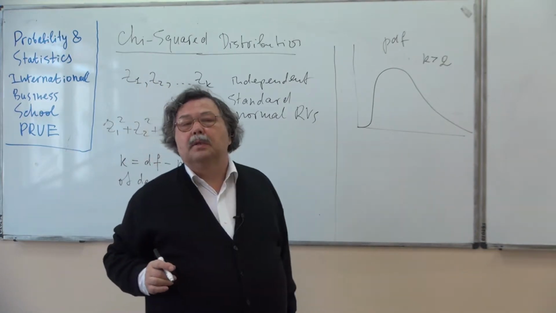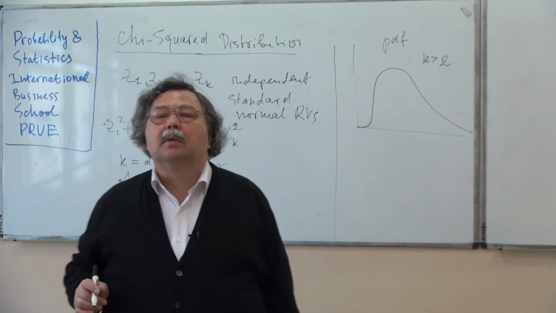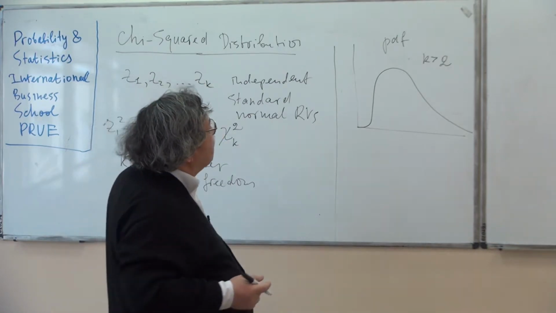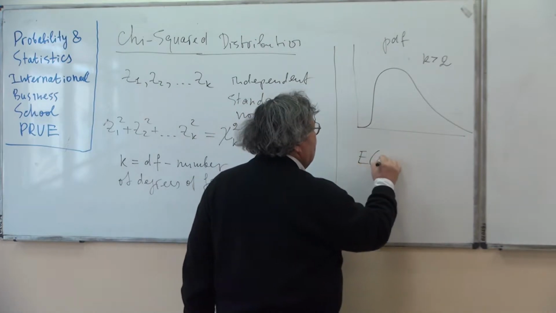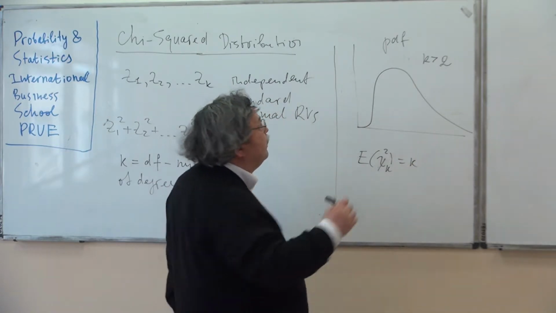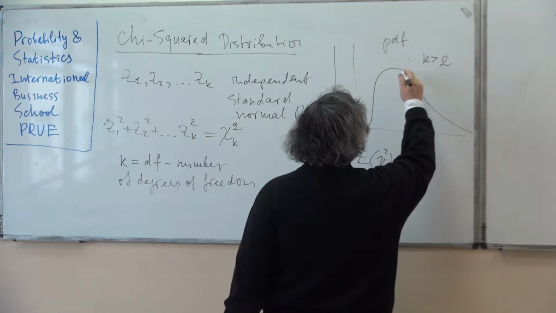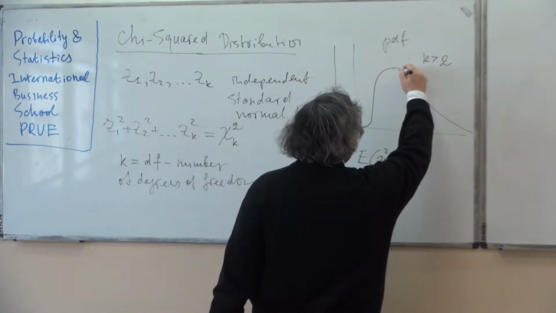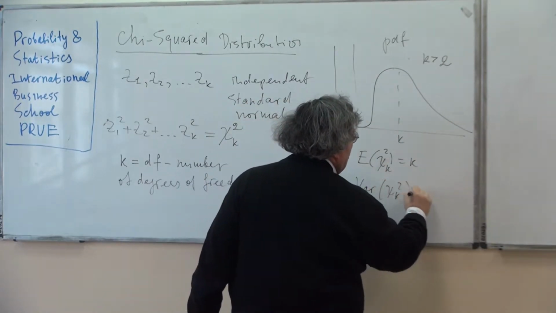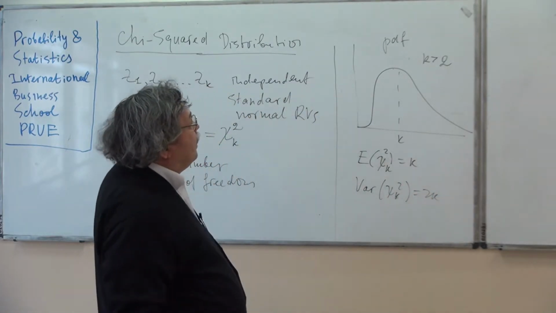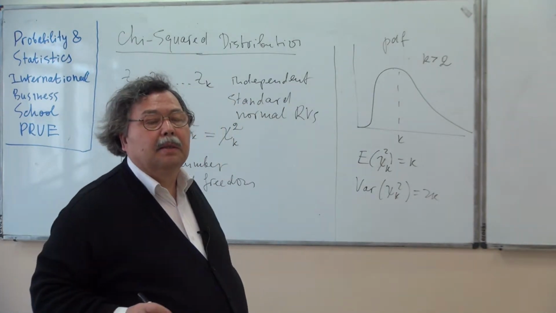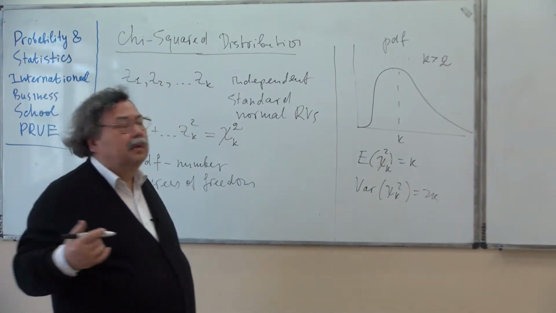Please pay attention that it's not symmetric, not like a normal distribution, not like the standard normal, not like the t distribution. It's not symmetric. The expectation is k. It's not the highest point, not necessarily, and something like this. And the variance is 2k. All right, so this is the typical picture of the chi-square distribution. I'd like you to imprint it on your memory.